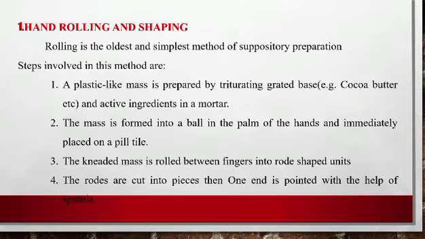It is like the preparation of chapati dough. We prepare a mass with the help of hand, and we knead the mass and roll it between two fingers to make rod-shaped units. After making it into a ball-like structure, we knead it properly, and with the help of two fingers we make it into rod-shaped units. The rods are then cut into pieces, and one end is pointed with the help of a spatula. So these are the common steps used in the hand rolling and shaping method.